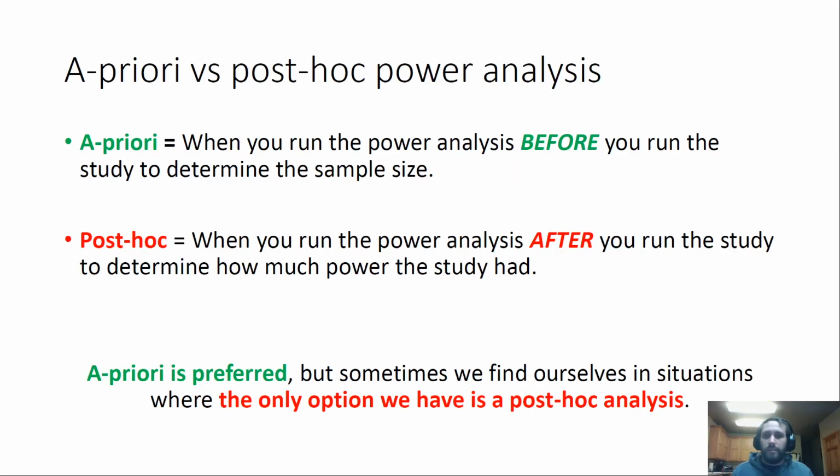So there are two terms that I want to discuss with you first. The first one is a priori. Whenever we're running a study, we want to do a power analysis before we run the study to determine the sample size. However, sometimes we end up running them post-hoc as well. Post-hoc is when you run the power analysis after the study to determine how much power the study had. So you already have a sample size. You may not have found a significant effect, so you're sitting there thinking, uh-oh, maybe I didn't have enough power. We'll see. Hard to say.